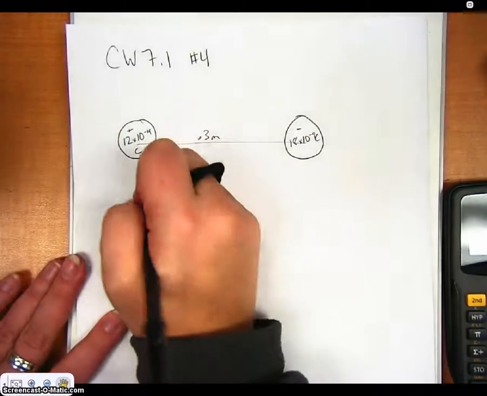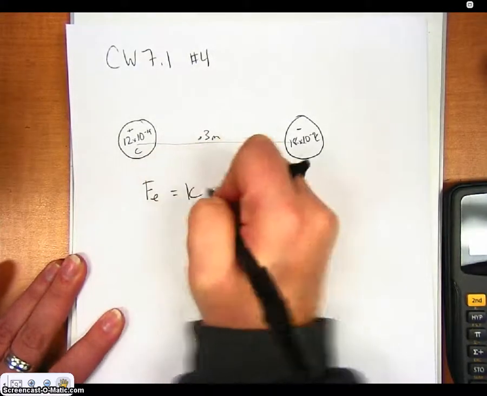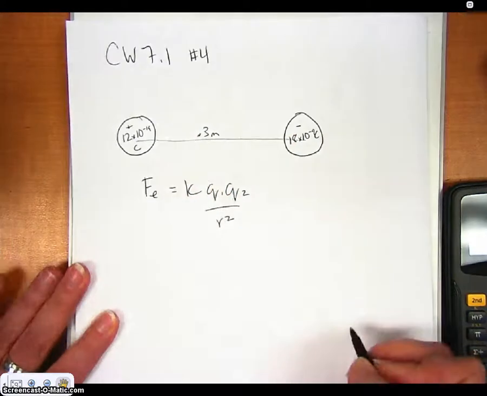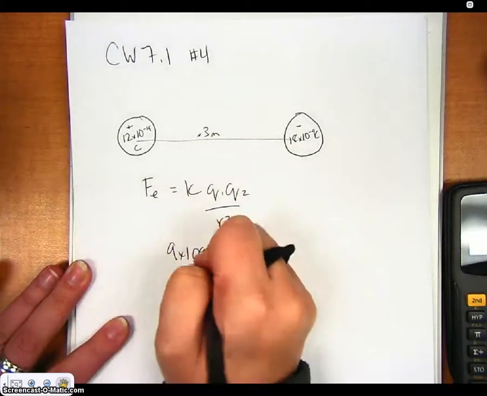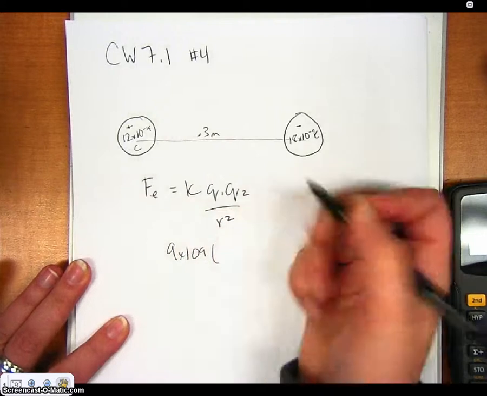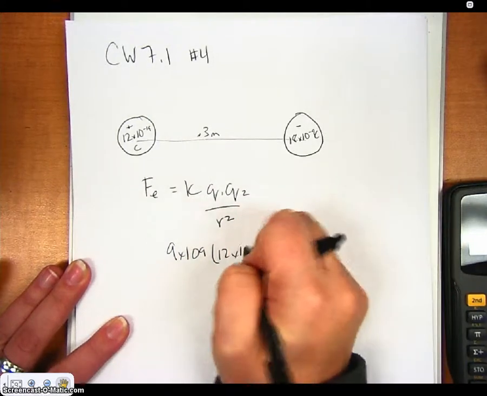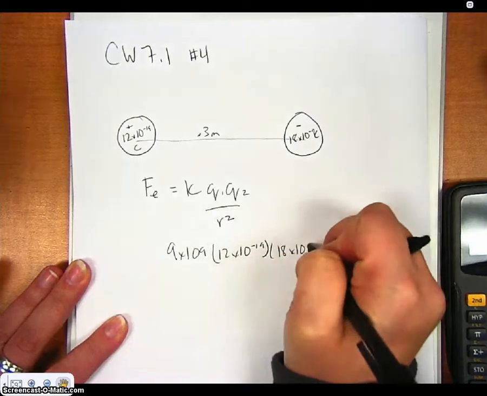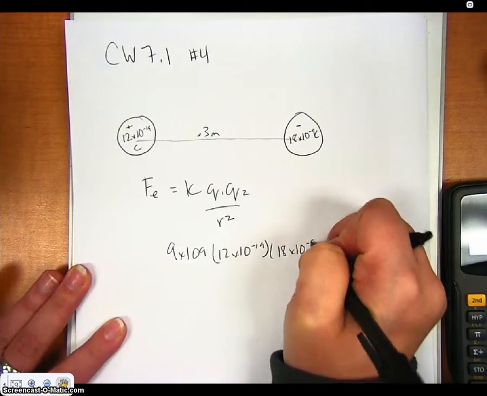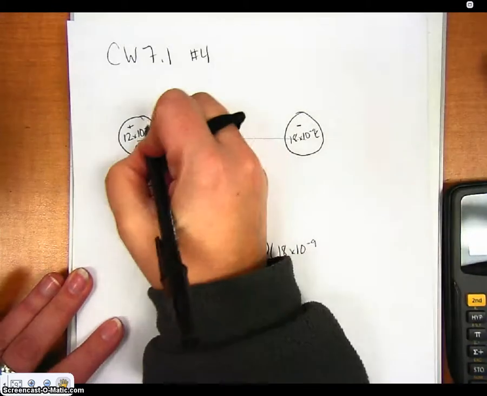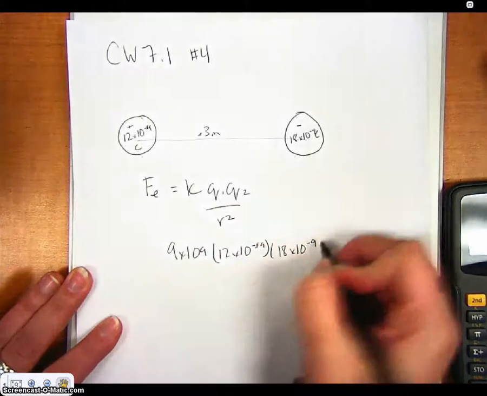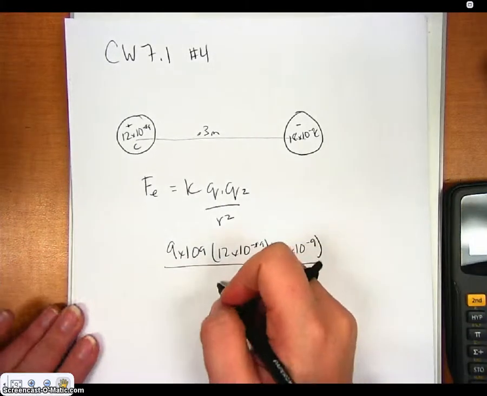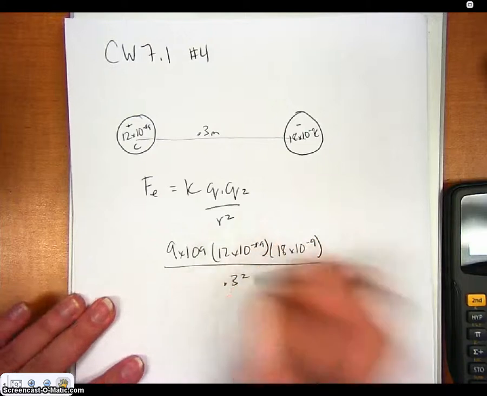We're going to take the electric force is equal to k q1 q2 all over r squared. So it's 9 times 10 to the 9th times 12 times 10 to the negative 9th times 18 times 10 to the negative 9th. Sorry, it's not 19, it's 9. Let me cross it off. All over 0.3 squared, right?